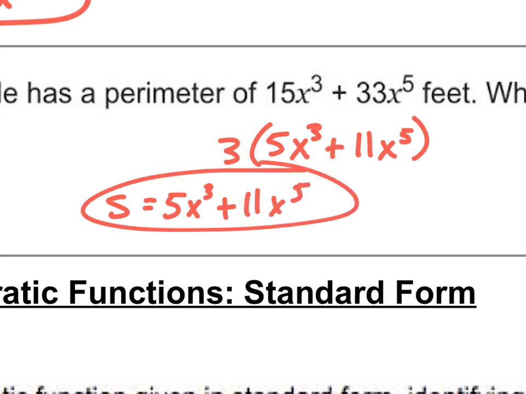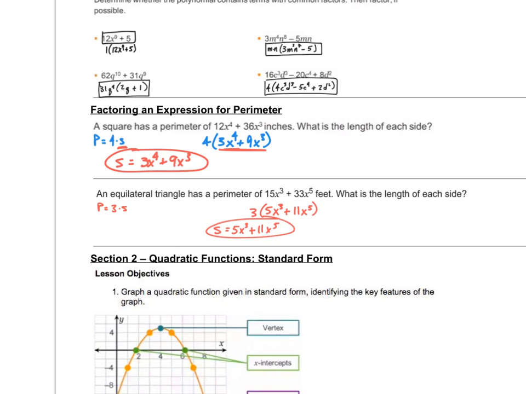And I think the hard part about these two questions is that you're dealing with a side length that is not an actual number, but rather an algebraic expression. So you kind of got to get past that. It's going to be okay.